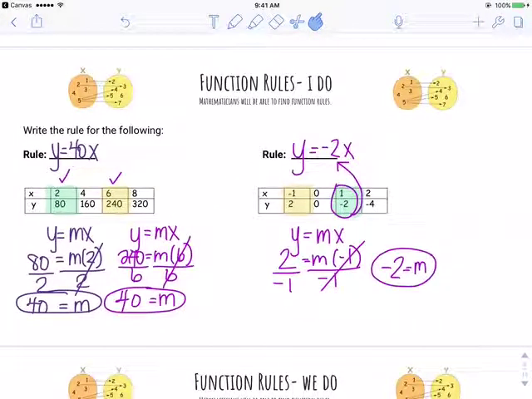Whereas the example I just did on the left, it didn't have a 1 value, so you do have to go and figure out the change in y and the change in x, or put them in as an input and output and find m.